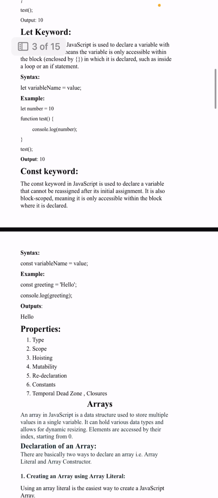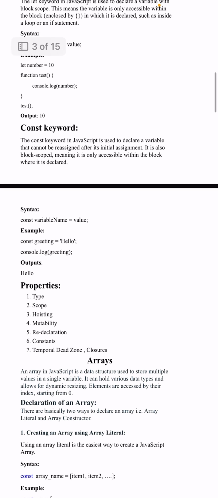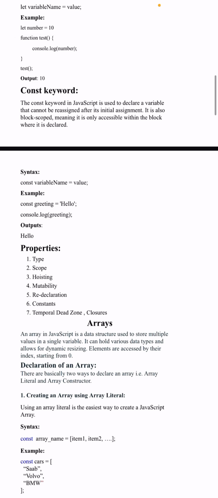Const keyword. The const keyword in JavaScript is used to declare a variable that cannot be reassigned after its initial assignment. It is also block scoped, meaning it is only accessible within the block where it is declared. You can see the syntax and example of it.